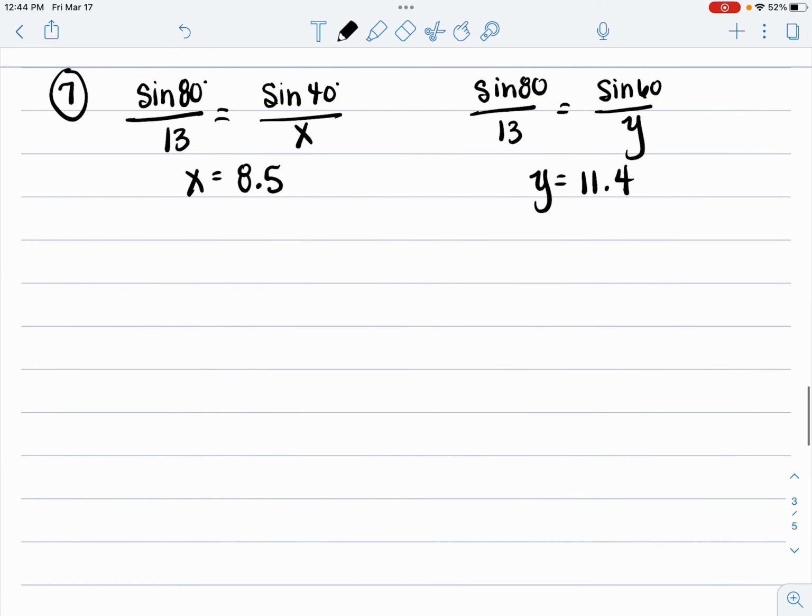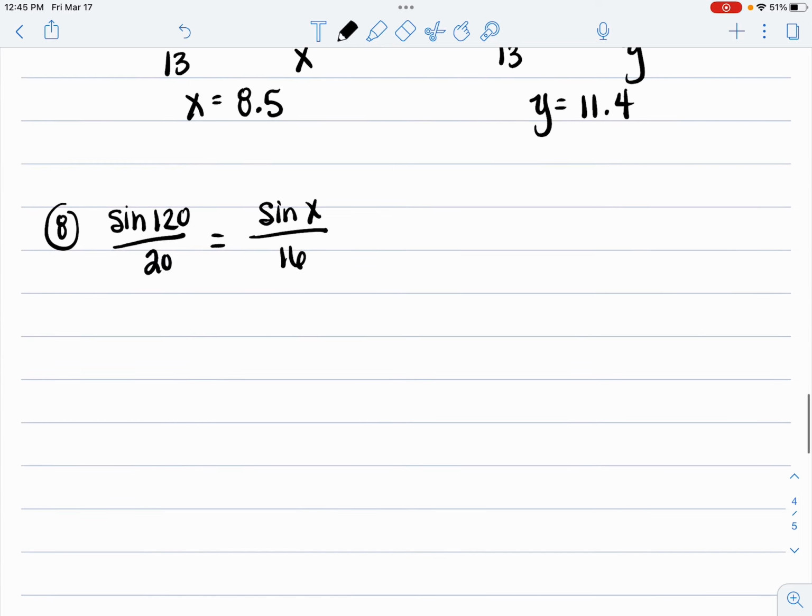All right, number 8. Now, number 8, we are looking for an angle, kind of like what happened up in number 3. I do see that the 20 and the 120 are across from each other. So I'm going to go ahead and set that up. The sine of 120 over 20. Those two go together. And I'm looking for angle x, which is across from the 16. So I'm going to do the sine of x over 16.